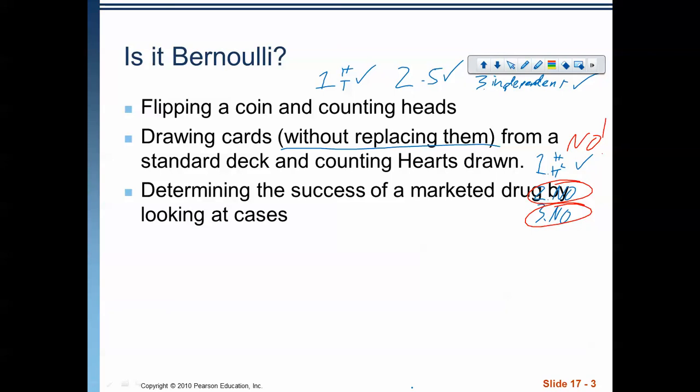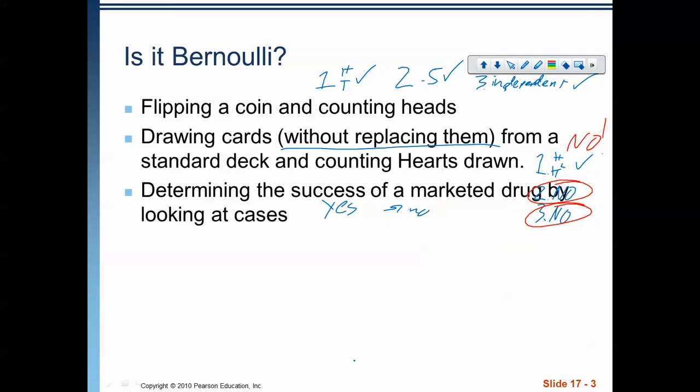If they did all the drug trials correctly, then theoretically it could be good, because the probability of success on one person should theoretically be the same for the next person. We would assume that if we're doing drug cases, somebody's going to use a proper placebo double-blind experiment to make sure that we have independence, randomly assigned and all that stuff. So this one is technically a yes, but we could make an argument for no.